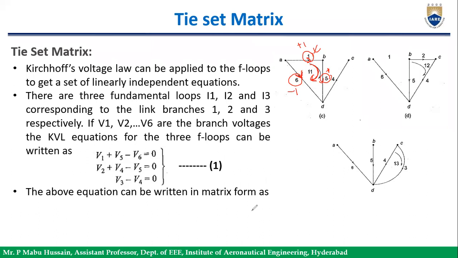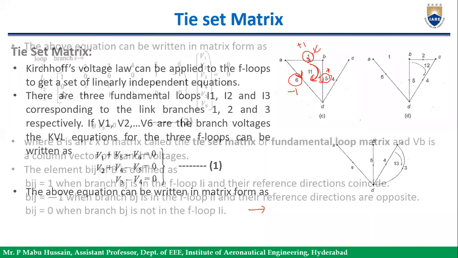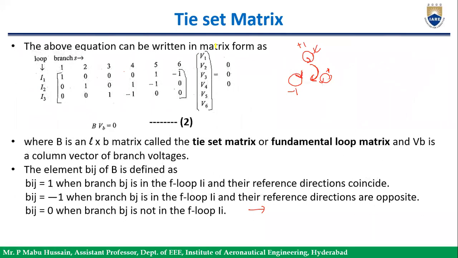So you can write the current. Show the matrix, see the matrix here. So here you have 1. For branch 1 it is +1, for branch 5 it is +1, and for branch 6 it is -1.